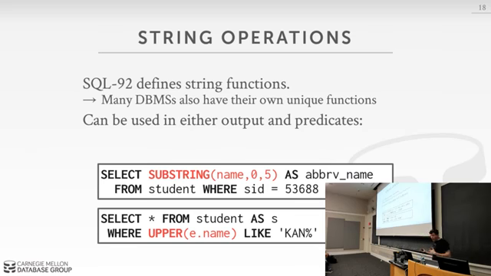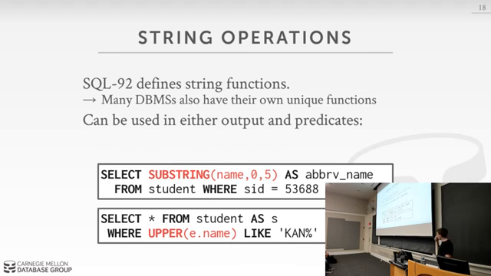The thing to point out is that, unlike aggregation functions, string functions, mathematical functions and date functions can appear anywhere in your queries. They can be in the select output list, they can be in your predicates, right? They don't always have to be in the select portion. They can be in your having clauses.